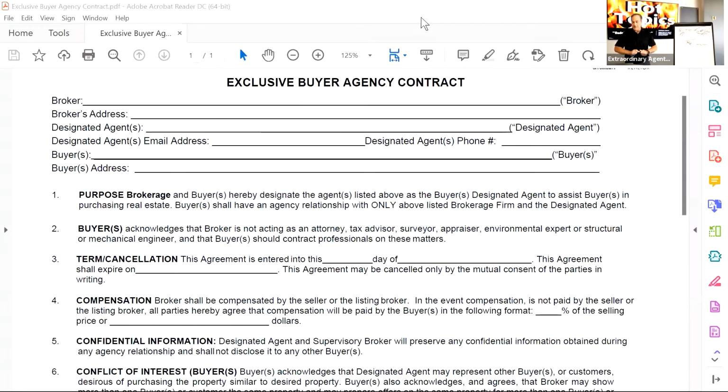It simply says here are the two parties to this contract. Within that, it says here's the purpose of it. And it states, we are designating the agent listed above to be the buyer's agent. Darren, go ahead.